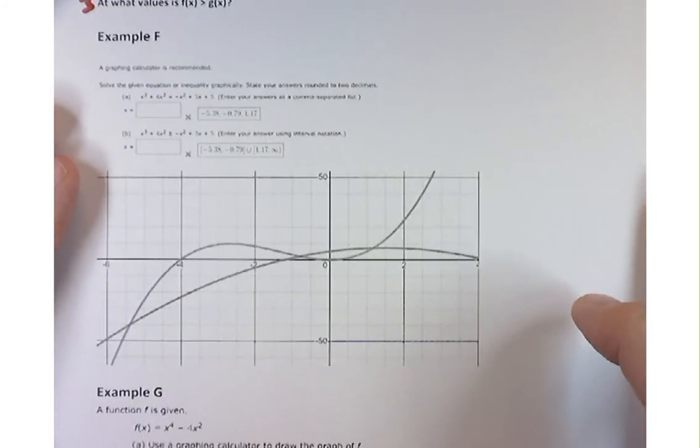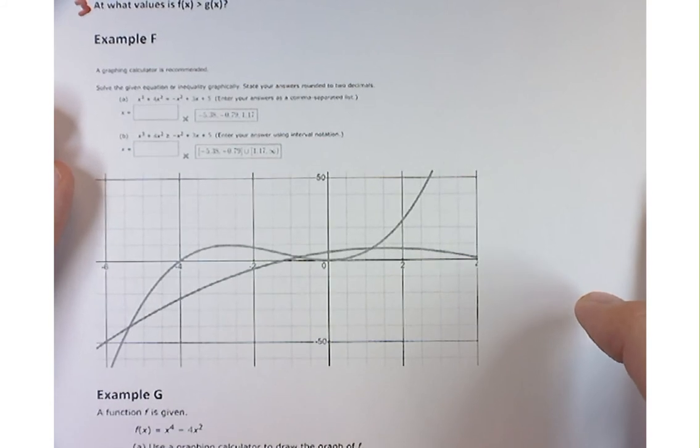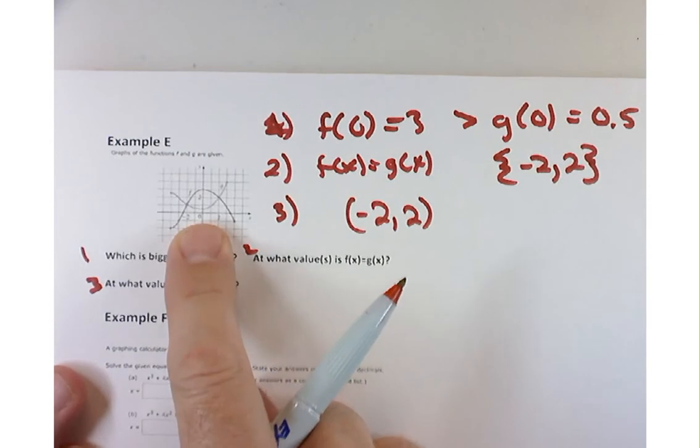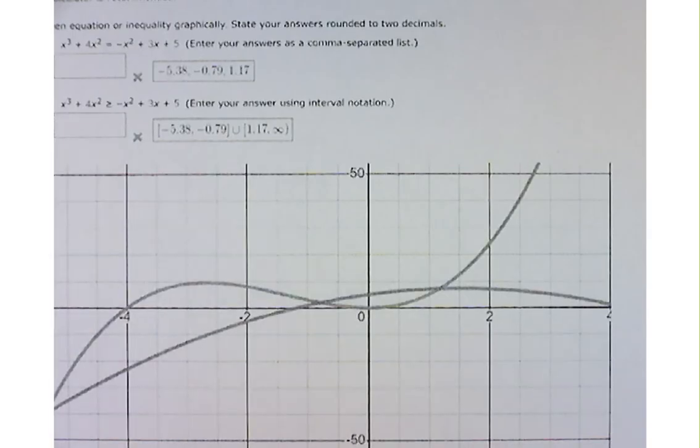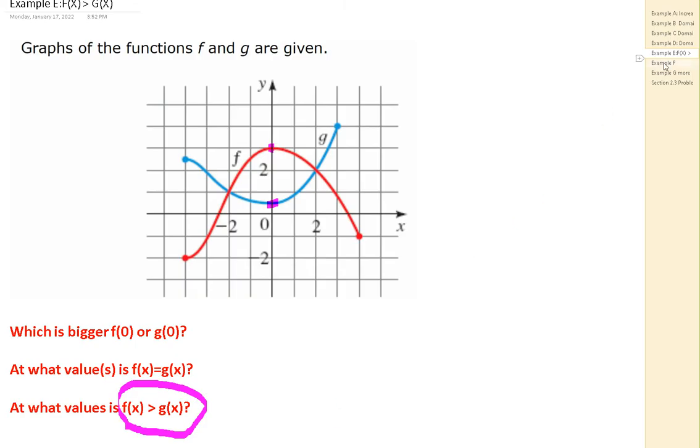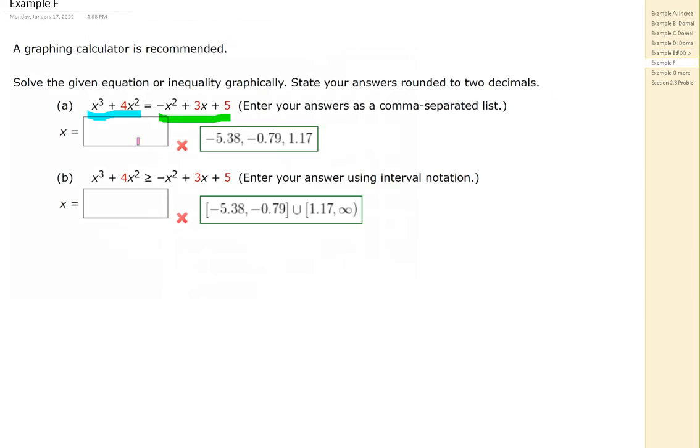Okay. We're going to play that same game again, except this time we're not going to be given quite so nice and neat of a function. This time we're going to be given, now let me turn over to this way, Example F here. We're going to be asked to find where does x cubed plus 4x squared equal -x squared plus 3x plus 5. And then we're going to want to find out, well, where is it actually bigger?